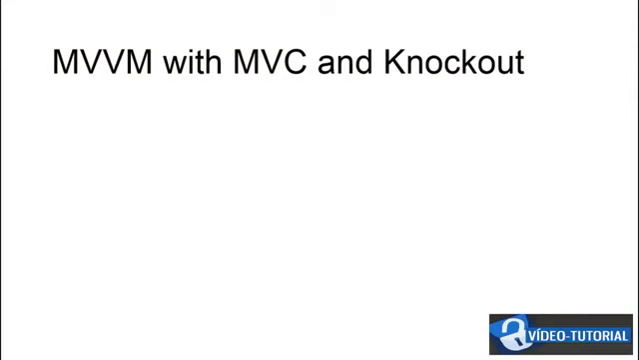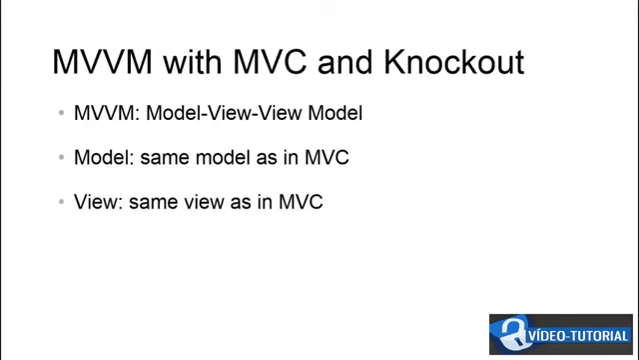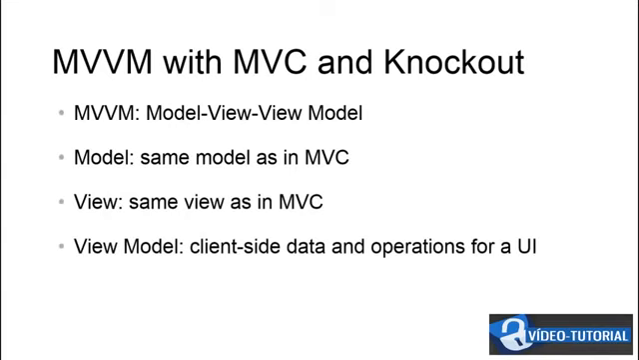So MVVM stands for Model-View-ViewModel, which is a slightly confusing abbreviation, but note the hyphens that separate the three components: model, view, and view model. And this is going to be a short explanation because the model is the same model that we've been talking about with MVC architecture, a class that deals with persisted data for our application. And the view is the same view that we've been talking about all along. The view model, on the other hand, is a representation of data that we're going to work with on the client side for a given UI, and optionally, some operations that we might define for that data in the UI.